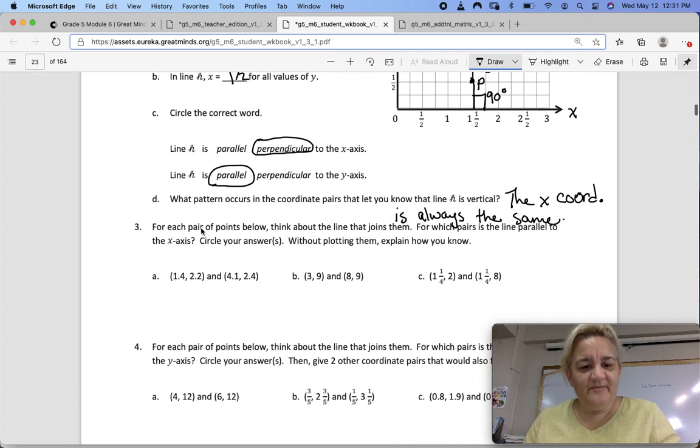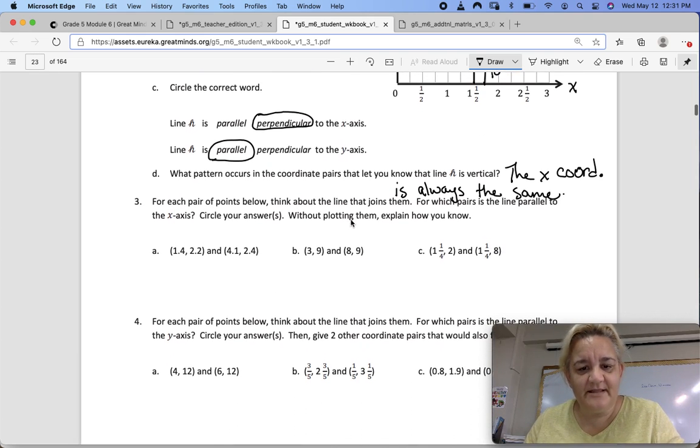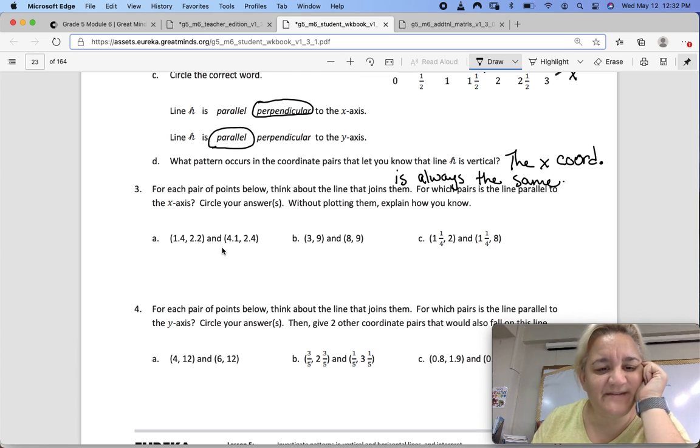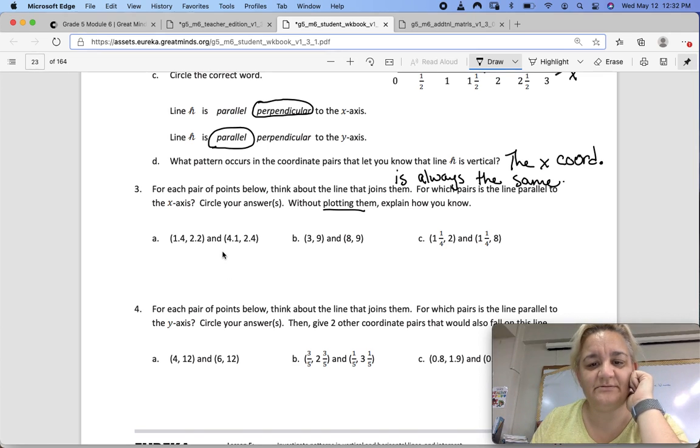For each pair of points below, think about the line that joins them. Okay, so we're not drawing them, we're just looking at them. For which pairs is the line parallel to the x-axis? Remember, to be parallel to the x-axis, the y is always going to be the same. So which pair of points below? We don't even need to plot them, because all we have to do is look at that y coordinate.